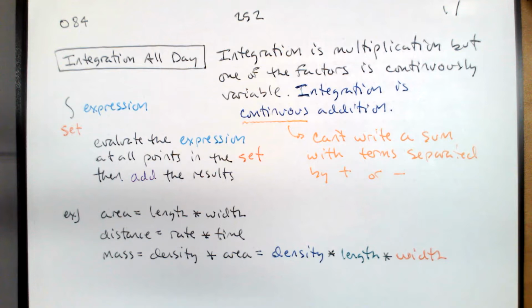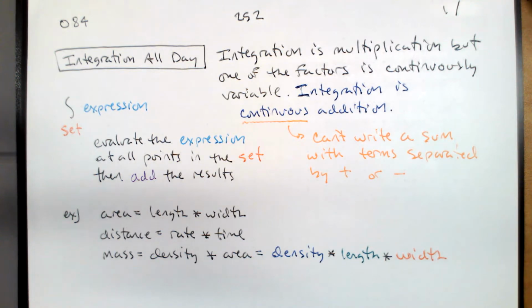Today we want to keep looking at integration. We want to think about integration as multiplication, but one of the factors is continuously variable. We started off by looking at area is equal to length times width. We made the length variable, so we had to integrate the length over the width.